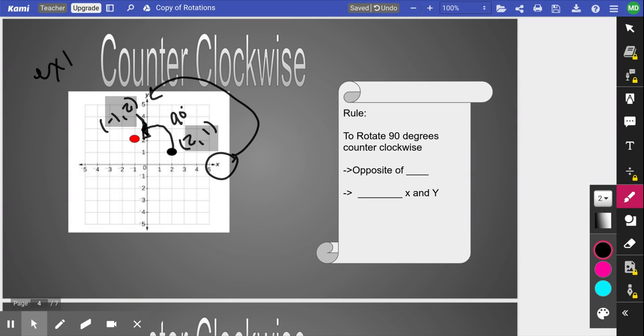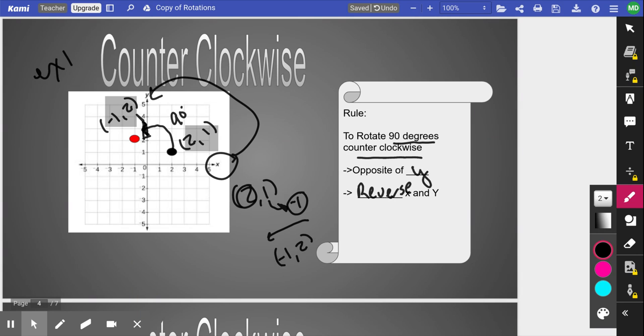But the rule is, if you want to go 90 degrees counterclockwise, then you're going to do the opposite of y, and then you're going to reverse the x and y. So my original started with 2, 1. I do the same method every time so I don't get confused. Step 1 is the opposite of y, and then I reverse my ordered pair.